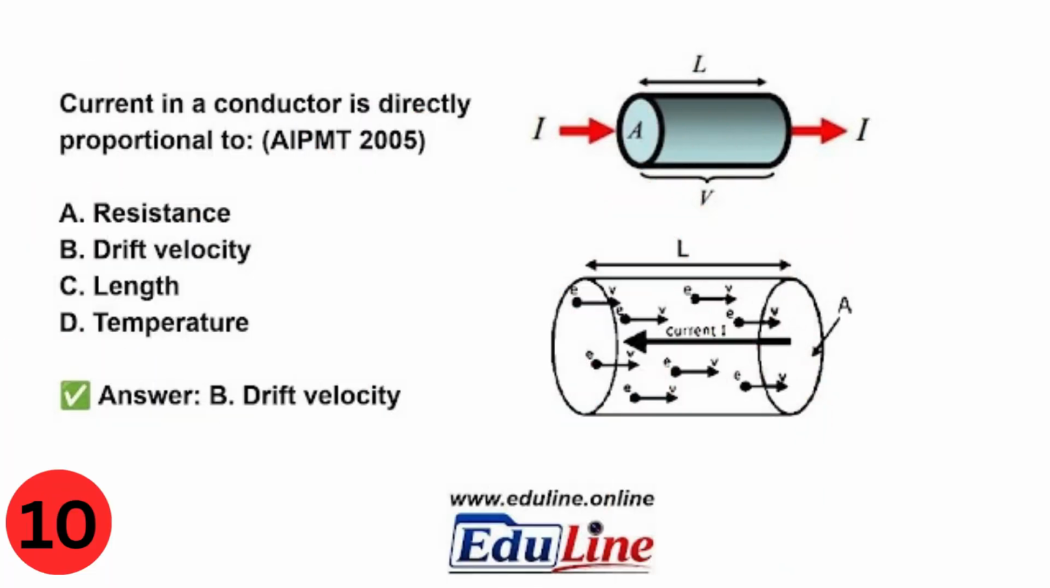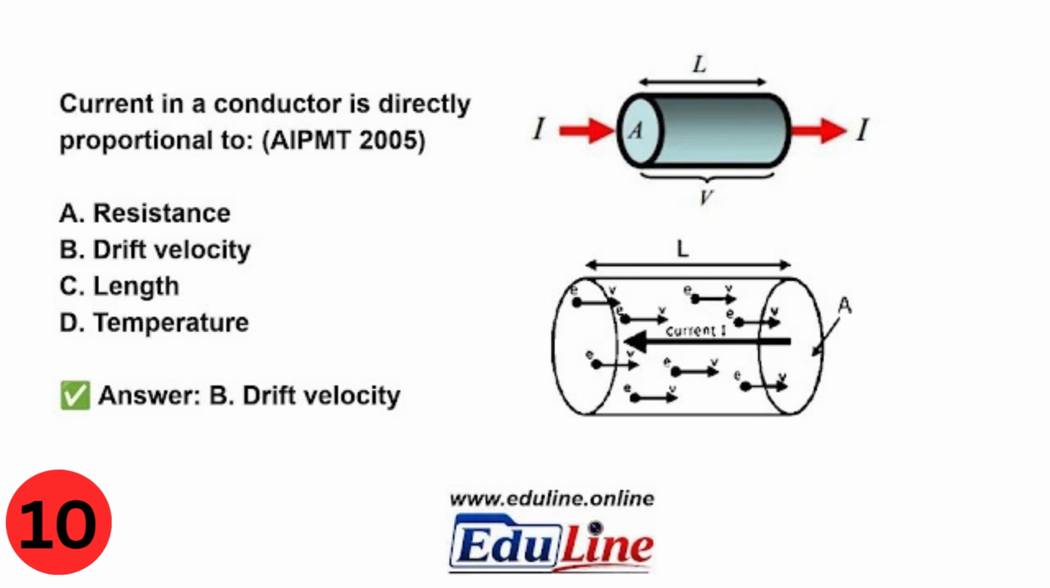Question 10. Current in a conductor is directly proportional to what? Options. Option A, resistance. Option B, drift velocity. Option C, length. Option D, temperature.